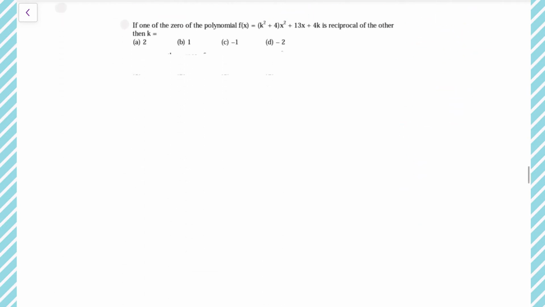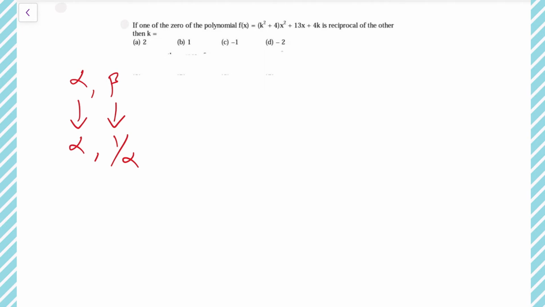Next, if one of the zeros is reciprocal of the other. So we know both the zeros are alpha and beta, right? This alpha I am taking as alpha only, whereas this beta I will take as 1 by alpha, because he is saying that one of the zeros is reciprocal of the other. So if one is alpha, definitely the second one should be 1 by alpha. So that's why one zero is alpha and one zero is 1 by alpha now.